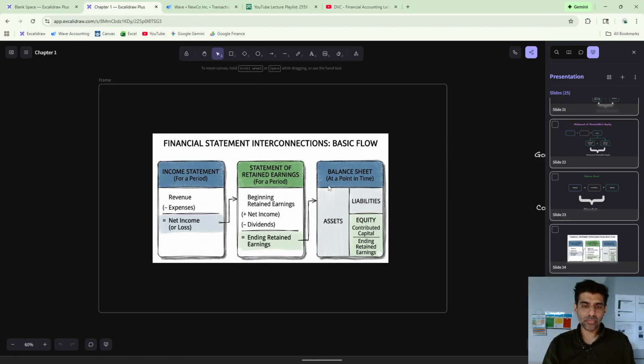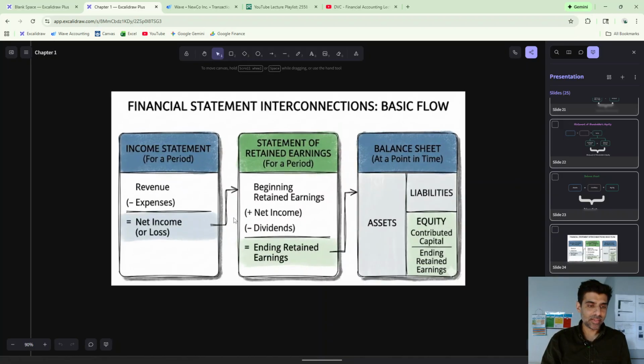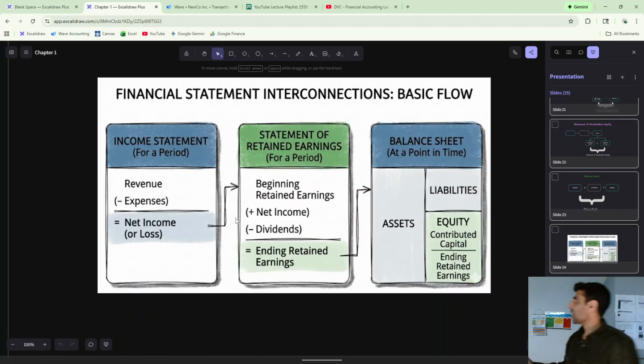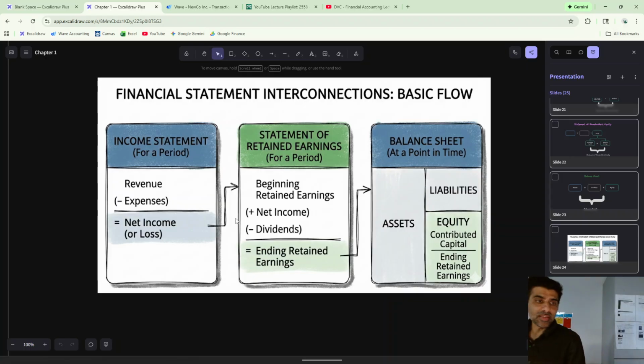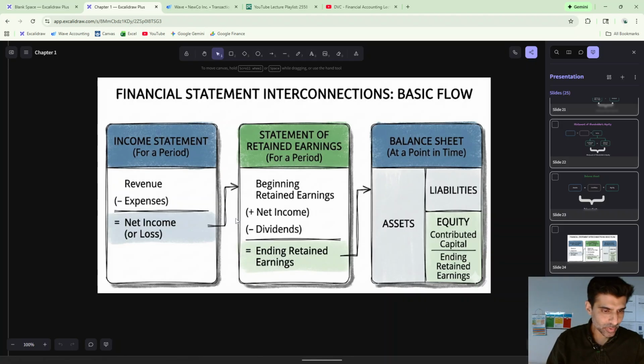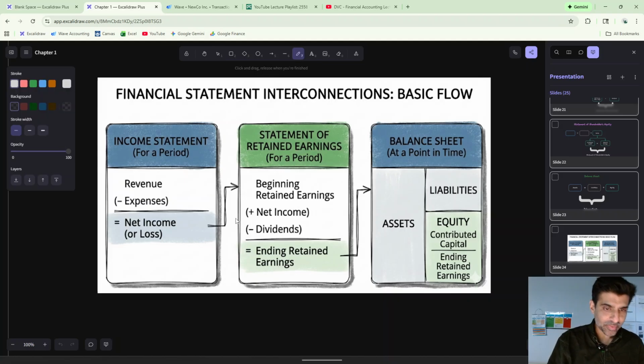So, where we left off on Monday, we had talked about the financial statements, right? In this diagram, we can see the basic flow. There's an order to them because they're all building on top of each other. Okay, so we see that from the income statement, we have certain accounts that are going to be presented there.